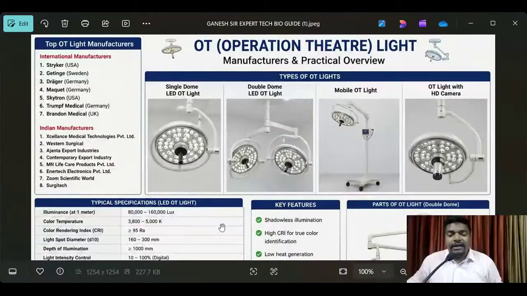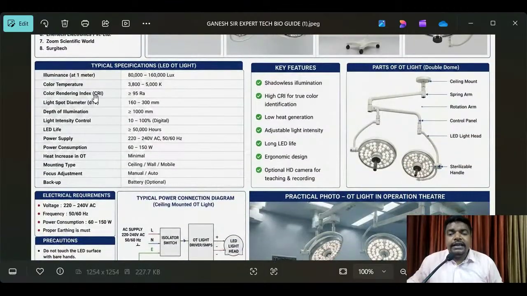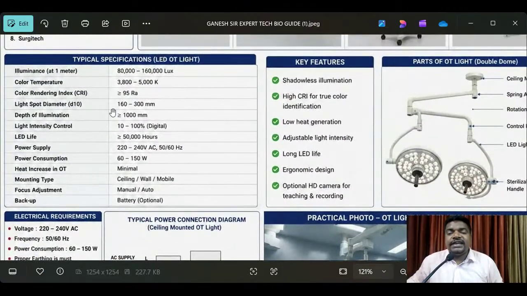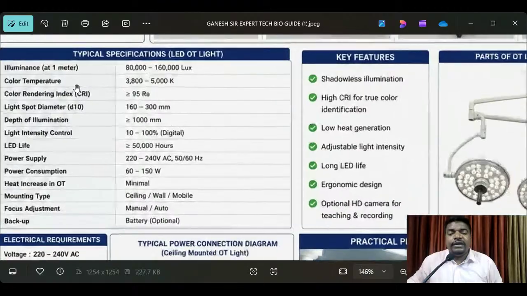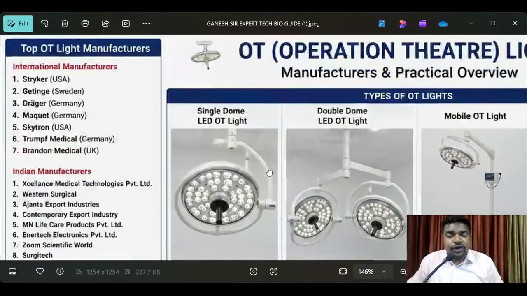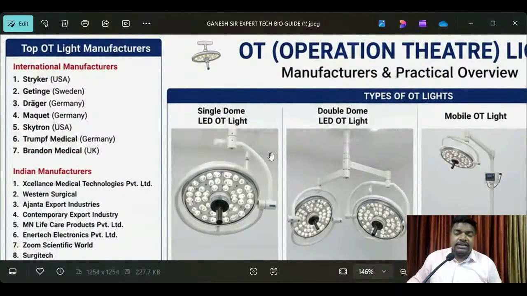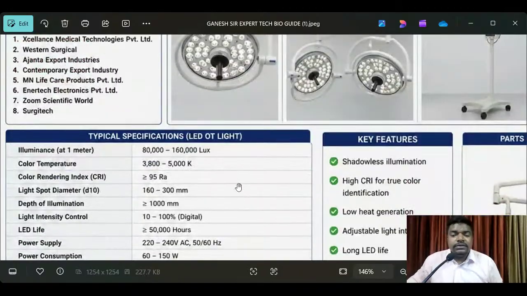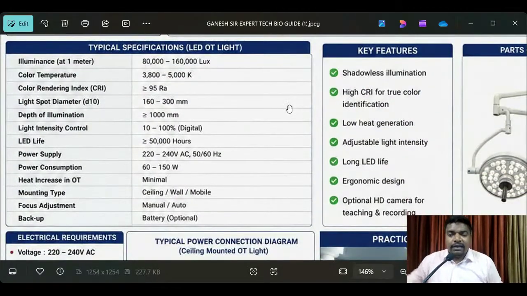Now see here, typical specifications of the OT light are very important. What I explained in the previous slide varies a little, because in practice some specifications vary. That's why I'm going to finish everything and cover pin-to-pin technical information in my live sessions. Have you got my points?